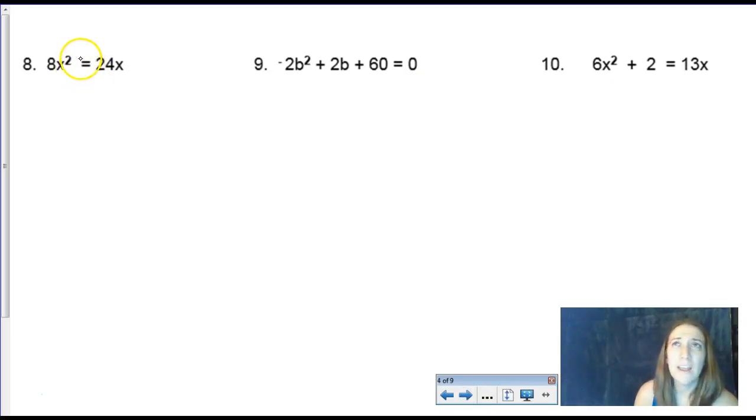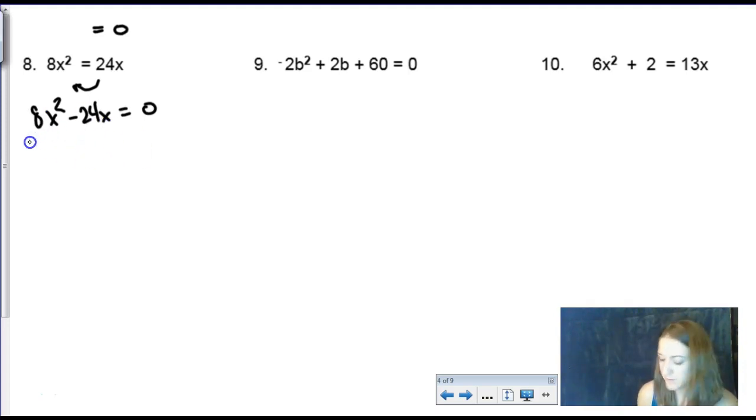All right, so I don't know if you noticed this, but all the questions we solved so far were in standard form instead of equals 0. In order for us to solve through factoring, they have to be in the blah, blah, blah equals 0 form. So first thing I'm going to do is I'm going to subtract this 24x over. And then I do notice there is a common factor here. So I can divide both of these or factor out an 8x that is in common.